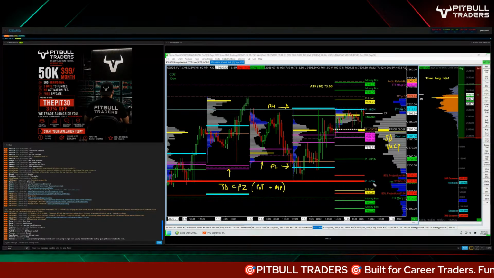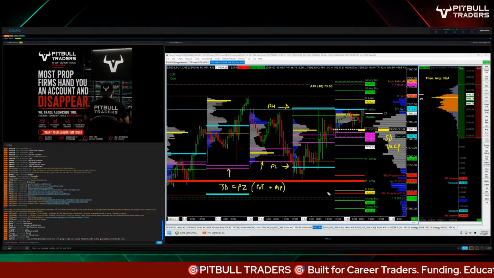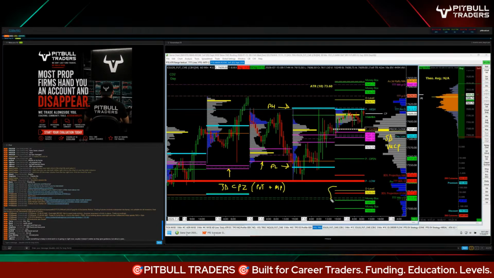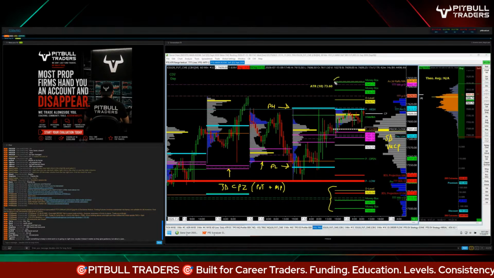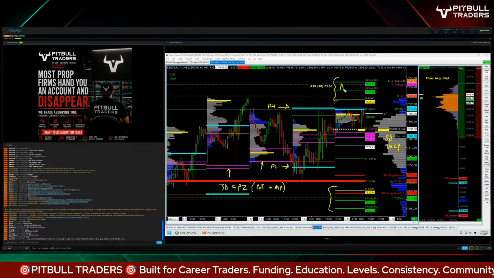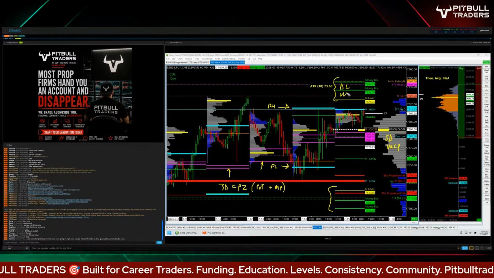Also, what you're seeing over here on the far right-hand side, I'll outline them. We call this the D-level money box zones.